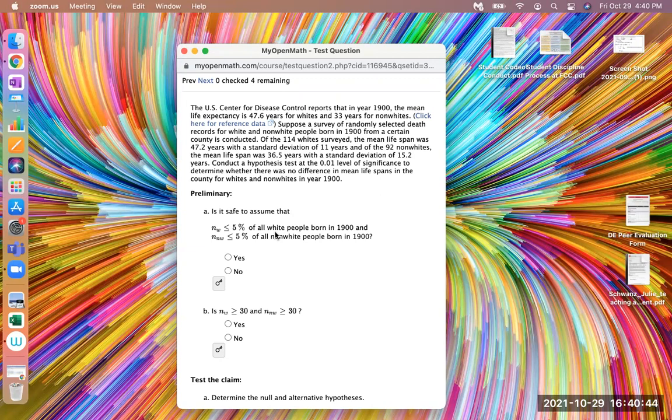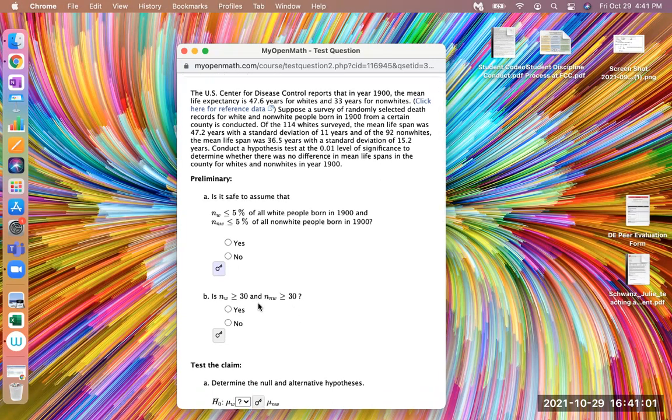Okay, then the number of non-white people less than 5%. That's probably definitely true as well. So we're just going to wave our hand and say yes to this early question. Then another preliminary question we have to ask is, is the number of white people sampled greater than 30? They said it is 114, so it is greater than 30.